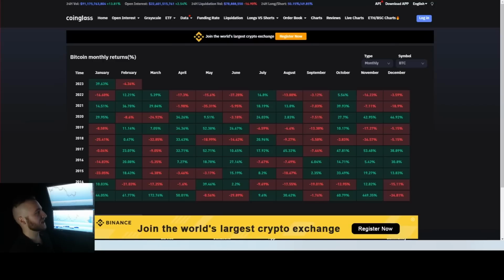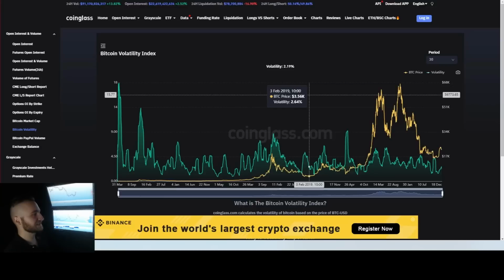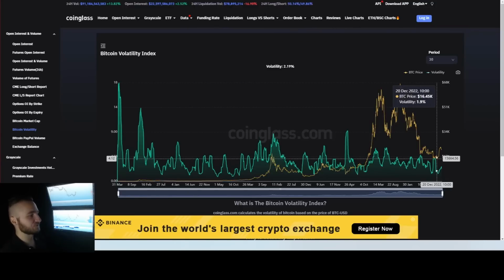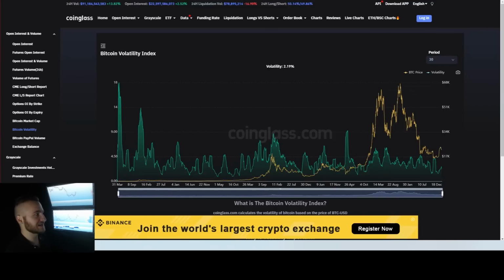Currently, volume is up 13%, sitting at 91 billion. You can see that on the top left-hand corner here, and you can see liquidations are down 16%, which is surprising considering we had a CPI release, to 78 million. Volatility is 2.19%. It has dropped off a little bit and looks like it will continue to drop down as the price compresses and consolidates, as this surge in volatility we had in early January gets rolled over on that 30-day period.